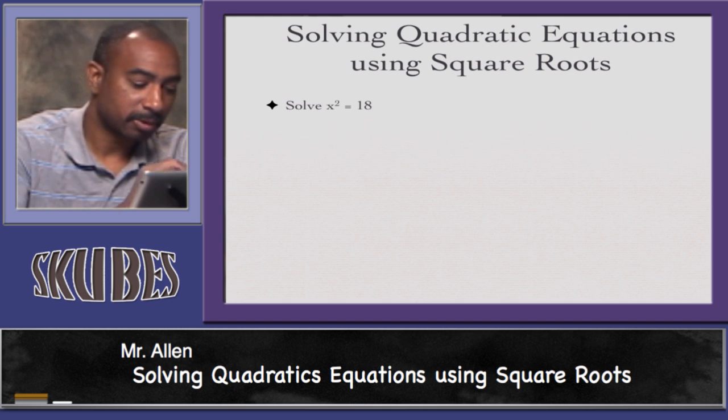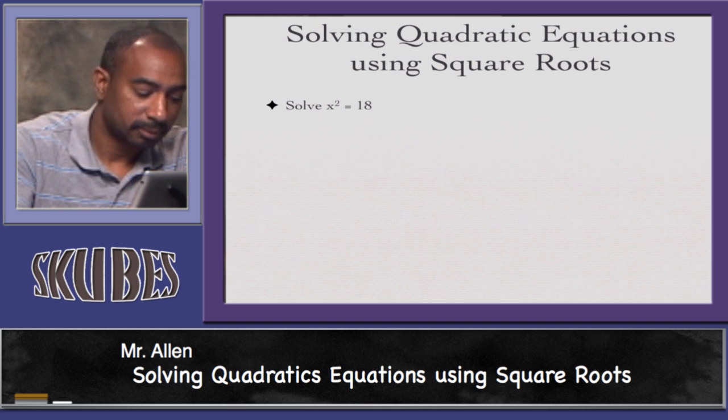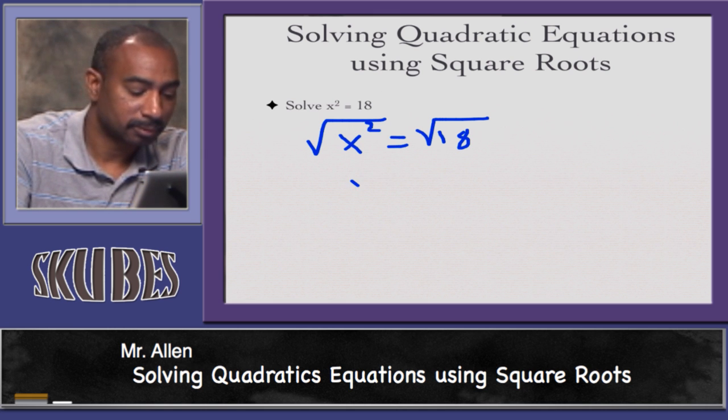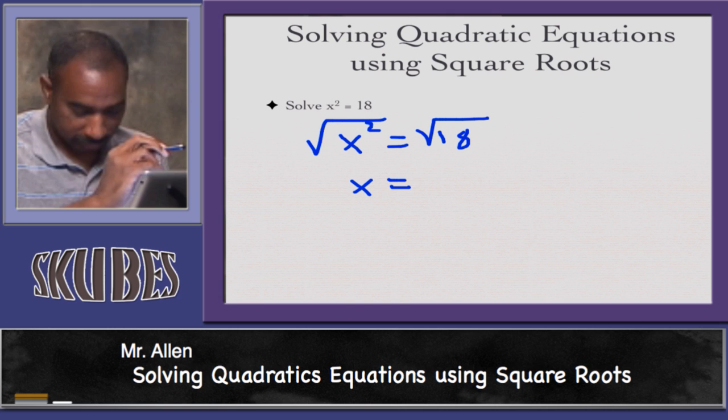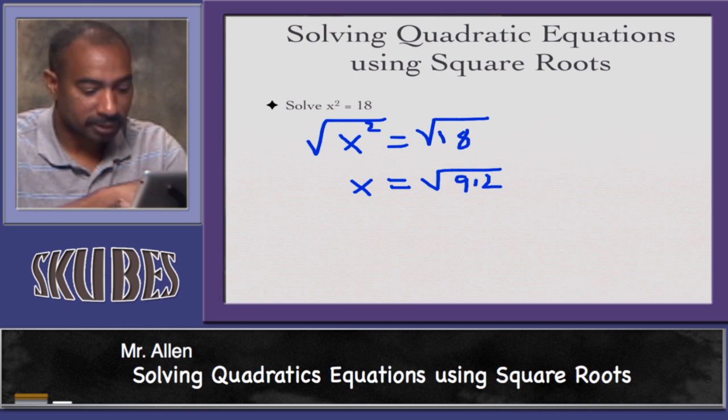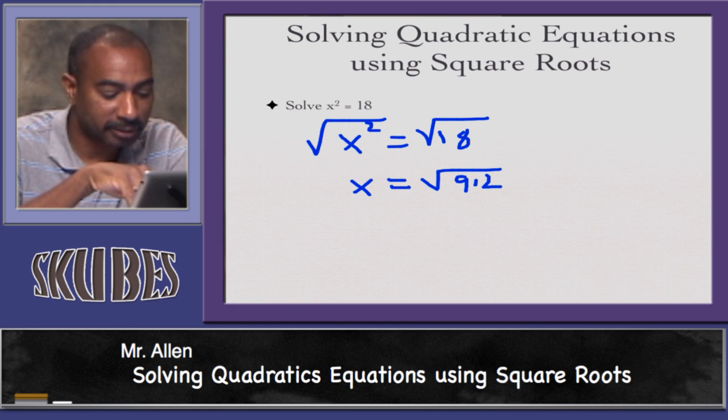All right, solve x squared equals 18. 18 is not a perfect square. So we're going to break it down into radical terms. So I could say 9 times 2. That's 18. I picked 9 times 2 because 9 is a square number.